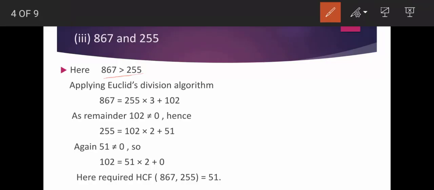What do we have to do here? The bigger number should be divided by the smaller one. So when we divide 867 by 255, first of all, we get the quotient as 3. Let us check what result we get. 3 5s are 15, 1 left. Then 3 5s are 15 again, plus 1 is 16. Then again 1 left. 3 2s are 6 plus 1 is 7. So on subtraction we got the result 102, and that is what we have to put here.